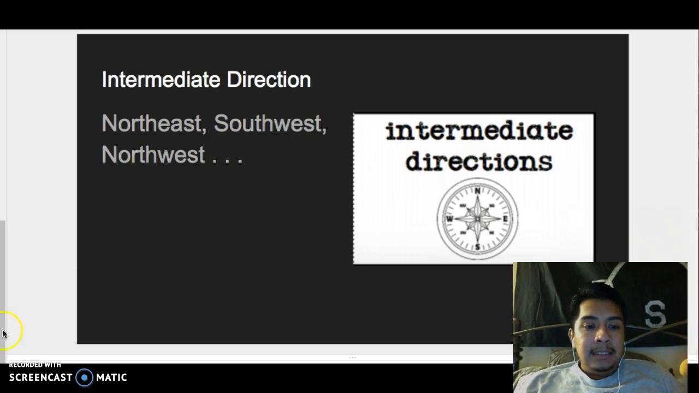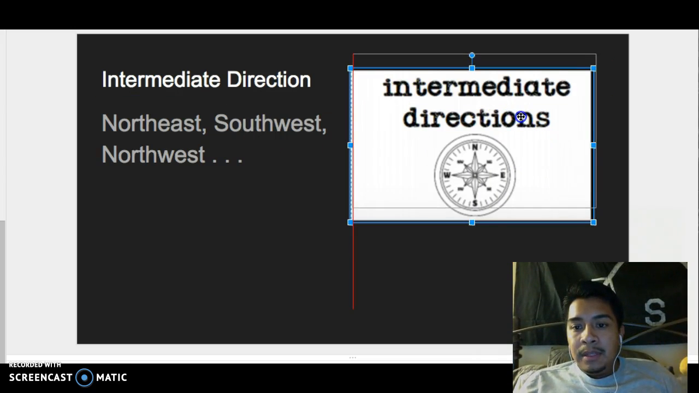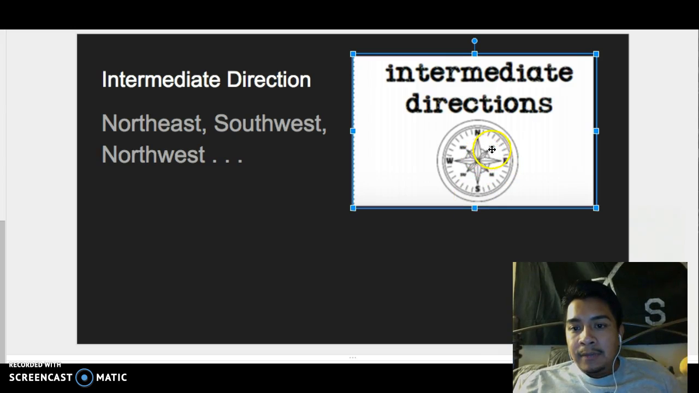Okay, and finally, intermediate direction. Intermediate direction is the one that is in between, like northeast. Right here is an intermediate, so that's northeast. Right here is another intermediate: southeast, southwest, and northwest. It's always going to start with either north or south. It's never going to be east south or west north. It's going to be northwest or southeast.